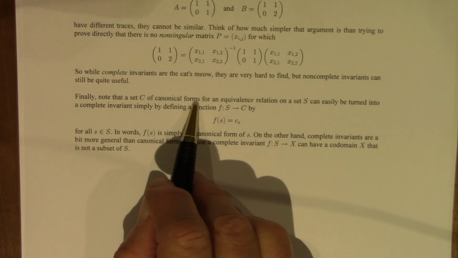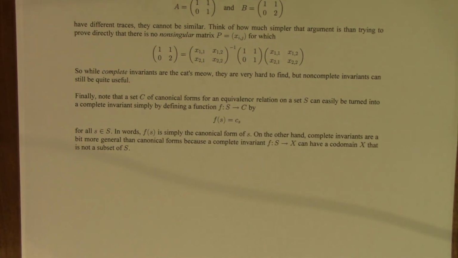One final note. If C is a set of canonical forms for an equivalence relation on a set S, we can easily turn that into a complete invariant. We just define a function that takes each element of the set to its canonical form. So canonical forms are a form of invariant, but invariants are more general because the function can have any codomain, any set X, like the rank, for example. So the idea of an invariant is somewhat more general than the idea of a canonical form.